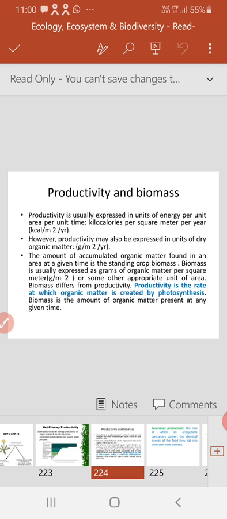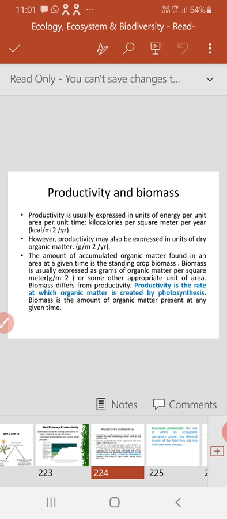Productivity is usually expressed in units of energy per unit area, per unit time, kilocalories per square meter per year. However, productivity may also be expressed in units of dry organic matter. The amount of accumulated organic matter found in an area at a given time is the standing crop biomass. Biomass is usually expressed as grams of organic matter per square meter or some other appropriate unit of area.